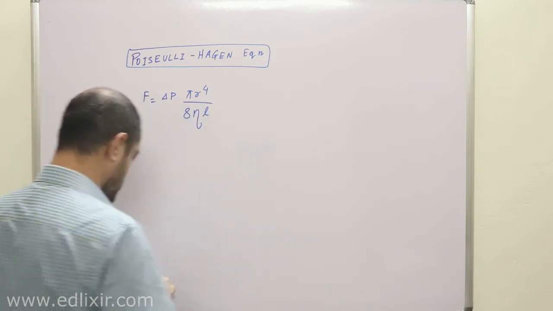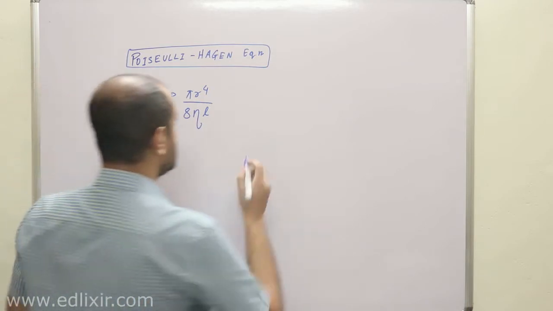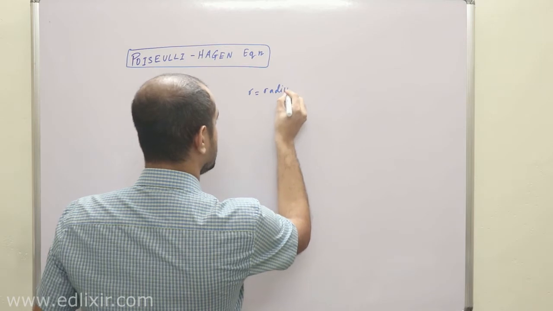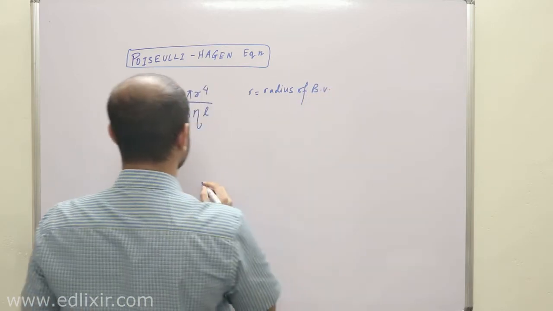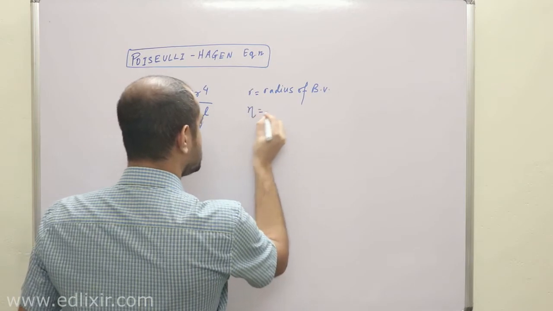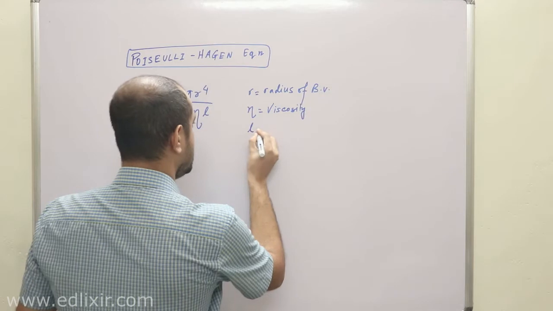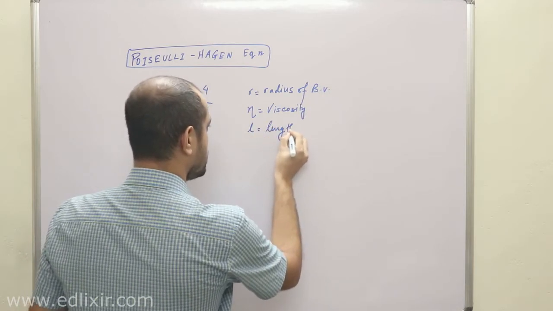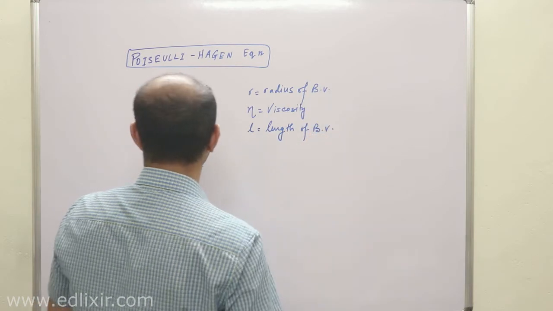Now listen with all your attention. This r is nothing but the radius of the blood vessel. Clear? This eta stands for the viscosity of blood or the flowing fluid. Clear? This L stands for the length of the blood vessel. Clear?